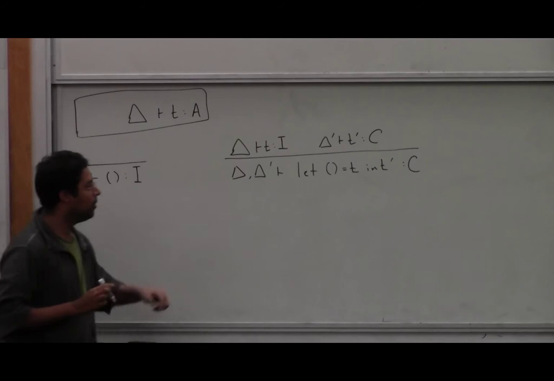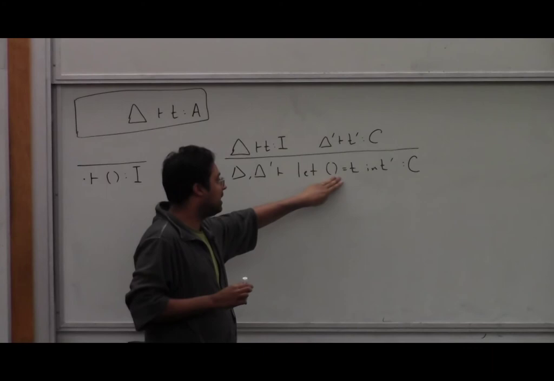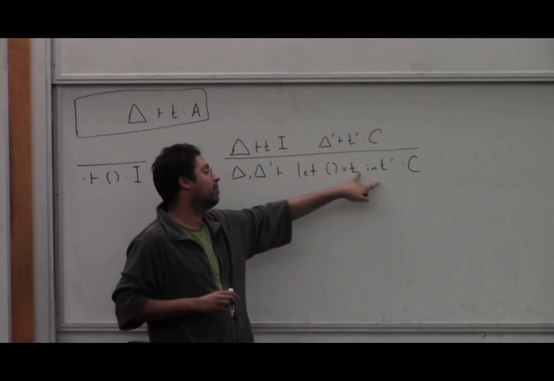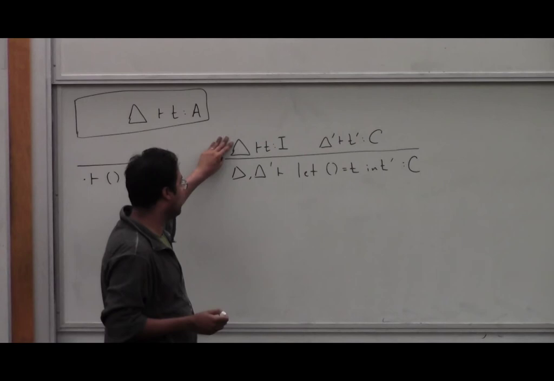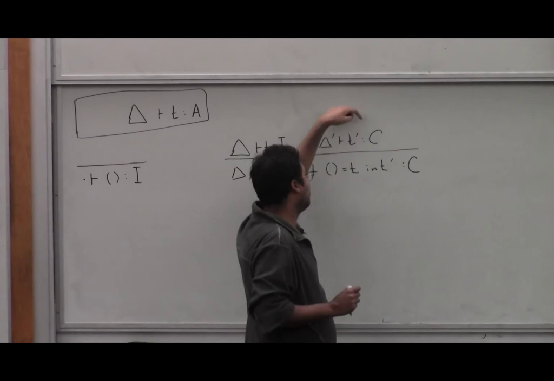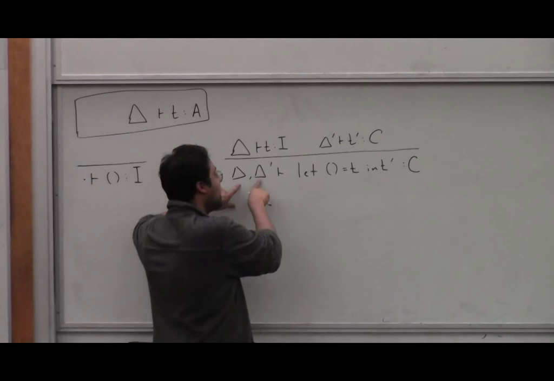So what you can see here is that in the let unit pattern equals t in t prime, there are two interesting subterms, t and t prime. And so that means that if we use the variables in delta to learn that t has the type unit, and we use the variables in delta prime to learn that t prime has the type C, then the whole thing will use precisely the variables from delta and delta prime.